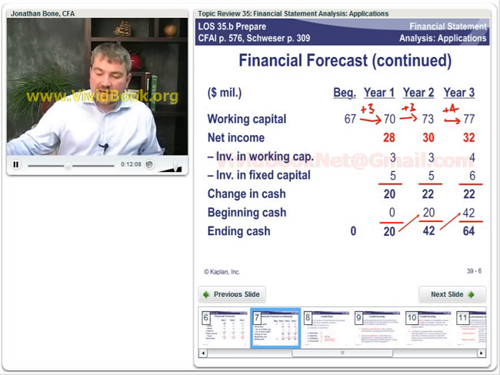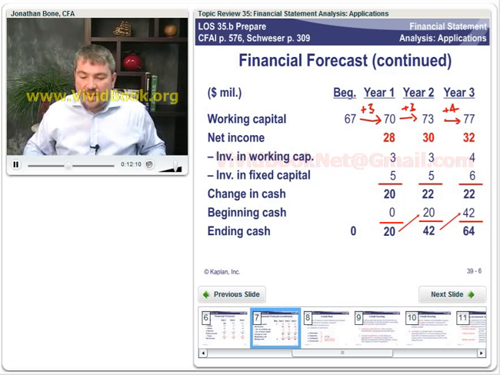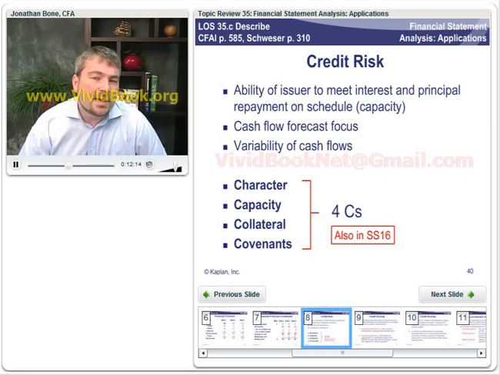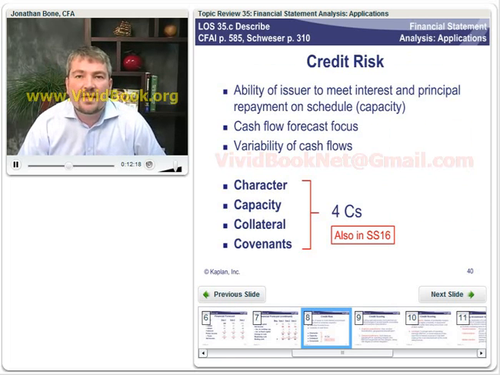Okay, our next LOS asks us to describe how financial statement analysis can be used to assess credit risk. Now, of course, credit risk is looking at the ability of the issuer of a bond to meet interest and principal payments as they fall due. Therefore, it's going to be dependent on cash flow forecasts, and also on the variability of cash flows over time.